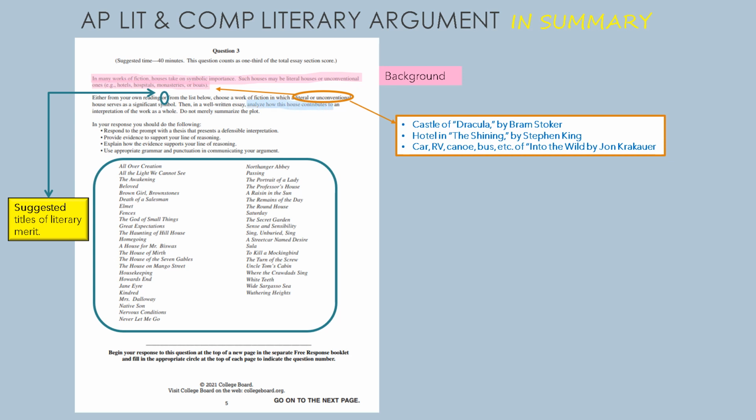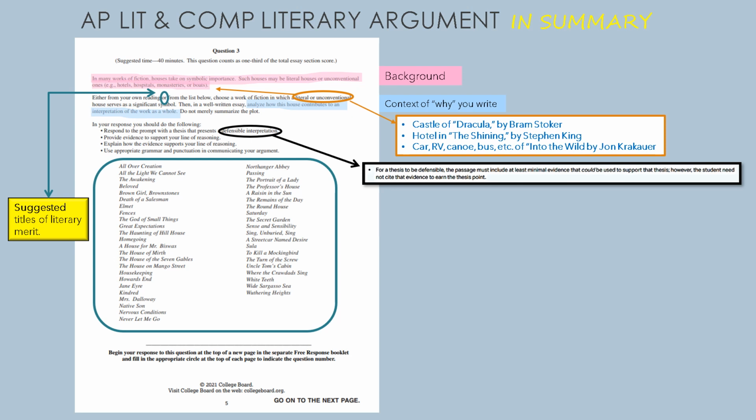Moving on. The phrase after "then" in a well-written essay usually gives you the reason why you're writing an essay and for what argument you will be graded on using the rubric. The bulleted areas are the requirements from the rubric.